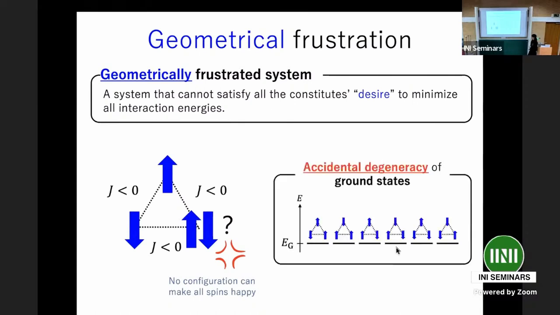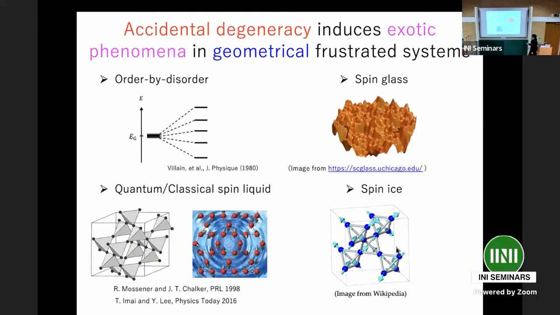The typical selling feature of these kinds of systems is that they often, not always, but often, have accidental degeneracy of a great extent. Because not everybody can be happy at the same time, somebody has to compromise. But oftentimes there are many ways to decide who has to compromise and who does not. There are some degrees of freedom there, and because of that, you get some degeneracy. And this is not a degeneracy that originates from any symmetry or anything. It's just accidental. Because of this accidental degeneracy of the ground state, it has been shown in the condensed matter physics community that a number of interesting phenomena arise.